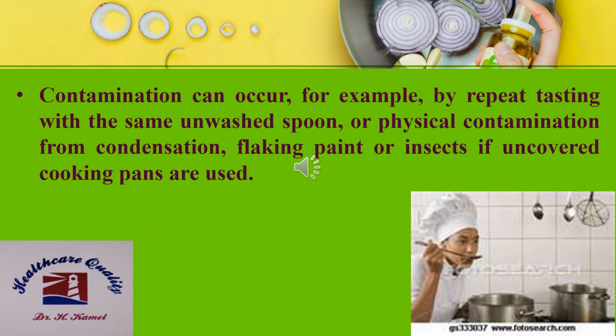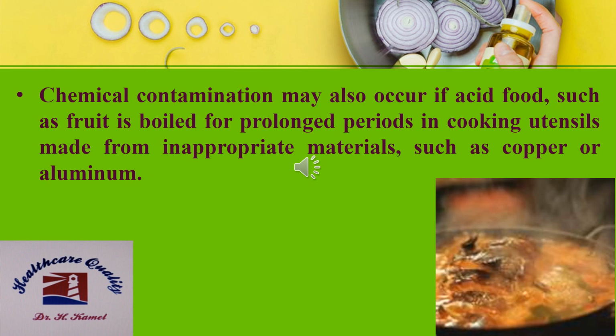Contamination can occur, for example, by repeat tasting with the same unwashed spoon, or physical contamination from condensation, flaking paint, or insects if uncovered cooked pans are used. Chemical contamination may also occur if acid food, such as fruit, is boiled for prolonged periods in cooking utensils made from inappropriate material, such as copper or aluminium.